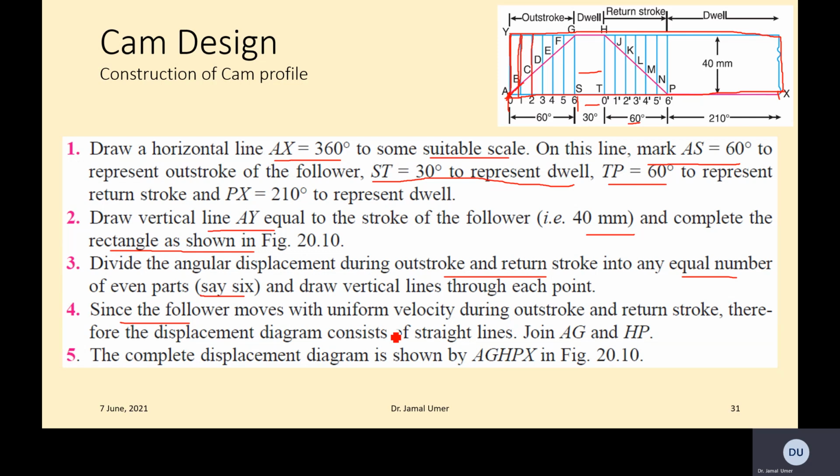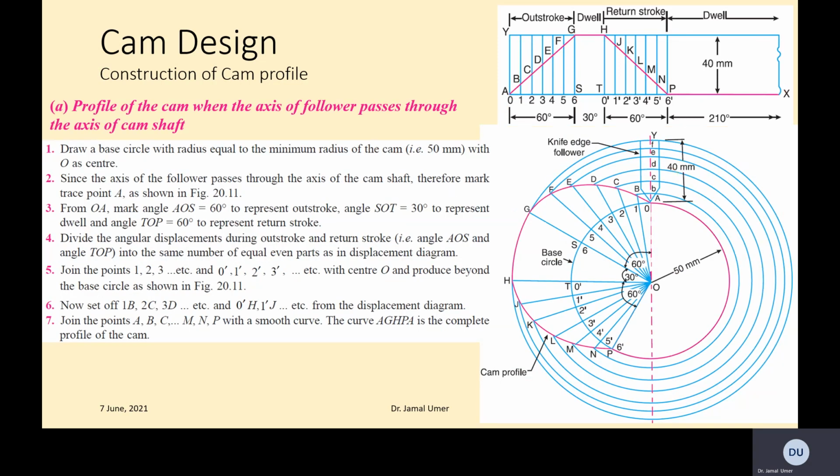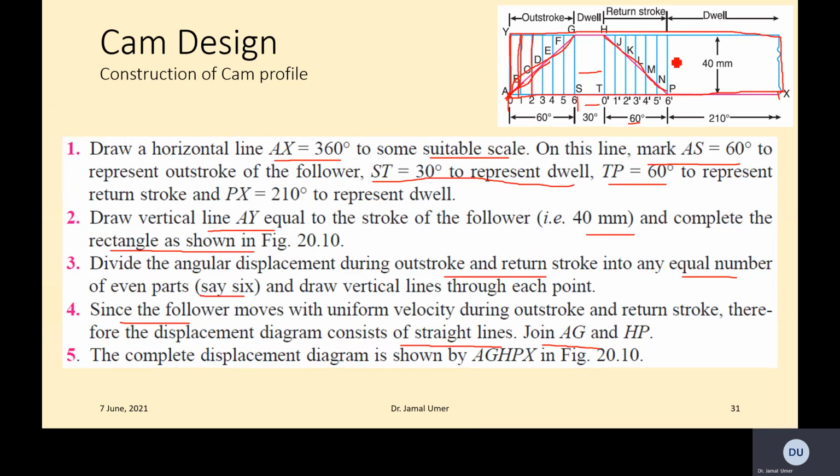Since the follower moves with uniform velocity during outstroke and return stroke, the displacement diagram consists of straight lines joining AG and HP. So you connect these two lines, AG and HP, and the next one is this one. So this is the displacement. The complete diagram is shown in figure AG, HP, X, and that's the complete diagram, right? So this is the cam side, and this is the follower side basically.